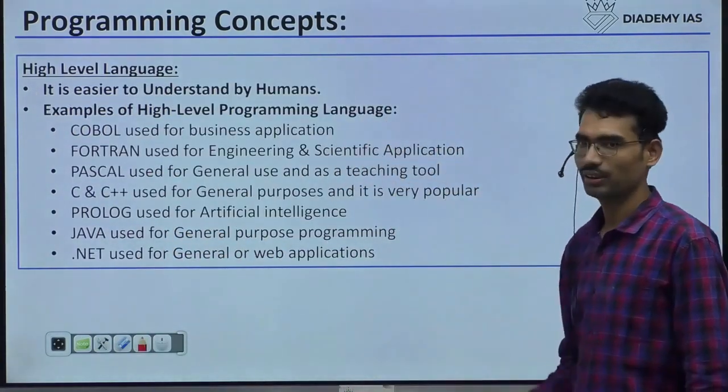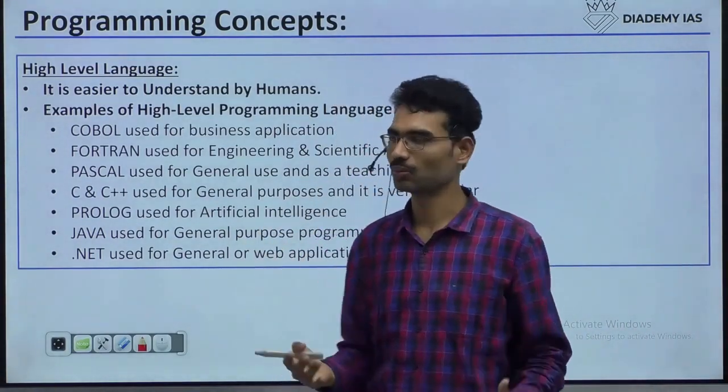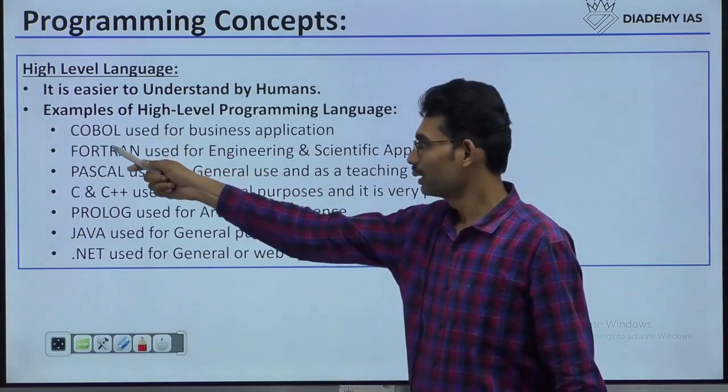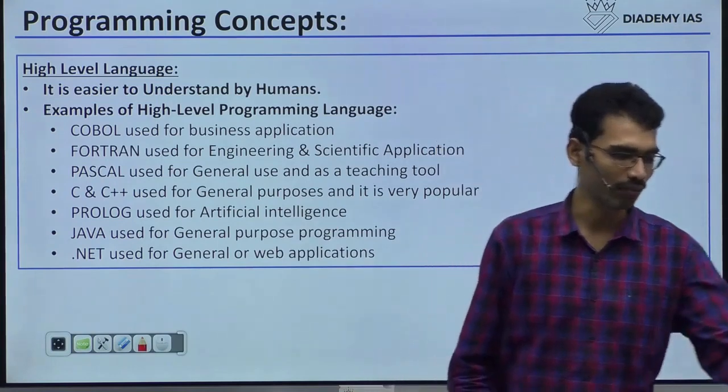Next one, high level language. When it comes to high level language, it can simply be understood by human beings. These are various examples that evolved in different time periods.